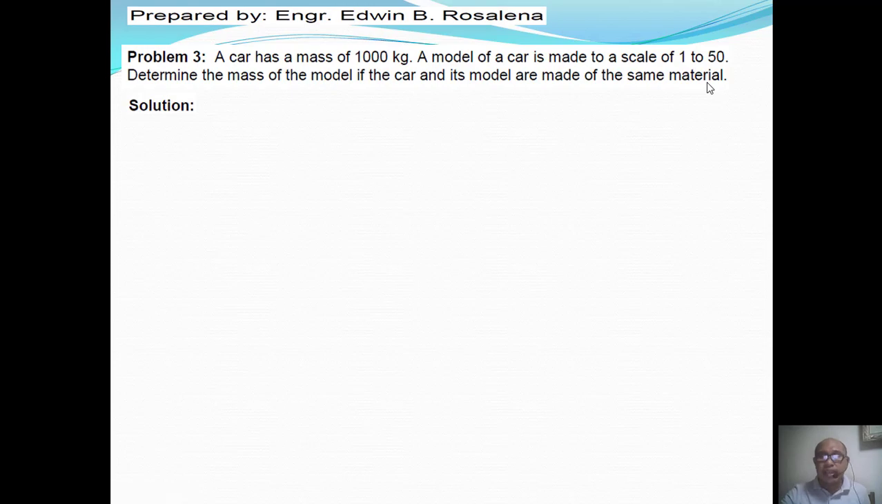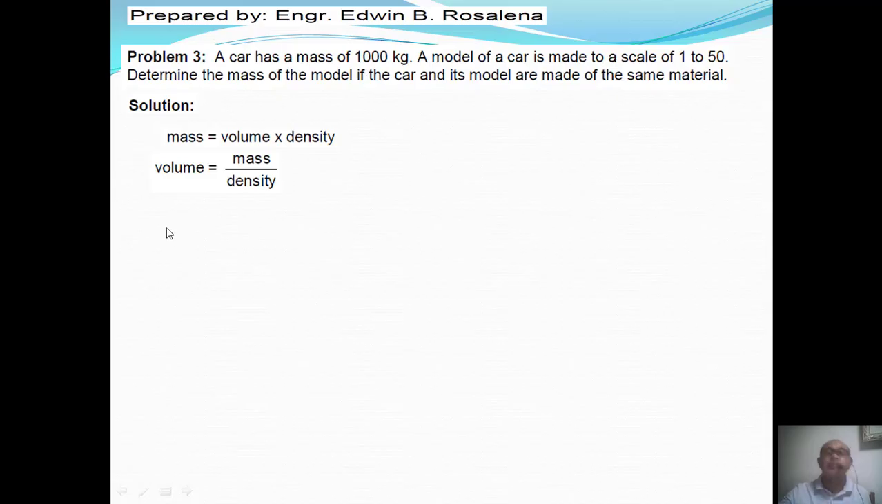Notice that mass is equal to volume times density. Density is in kilograms per cubic meter, and volume is in cubic meters. The cubic meters cancel out, so only mass is left. If we solve for the volume, it is equal to mass over density. We cannot get a relationship for the mass of the actual and the model directly.